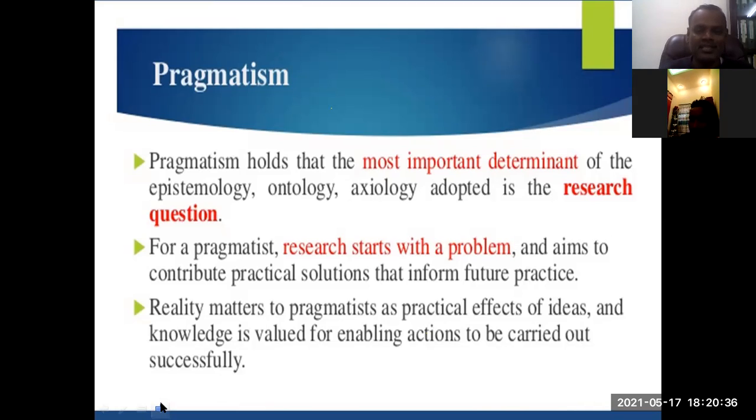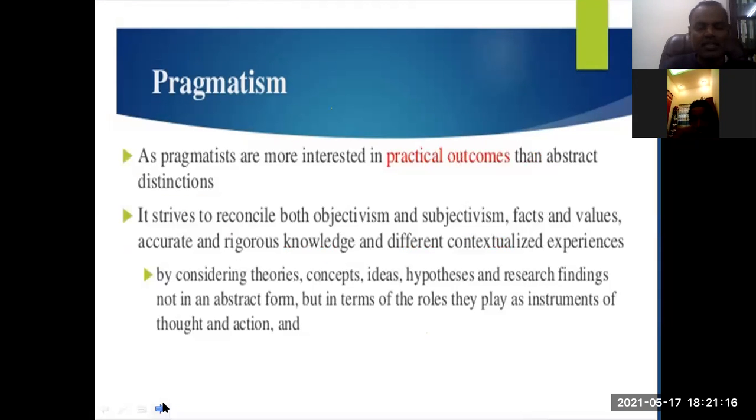For pragmatists, the research starts with a particular problem and aims to contribute practical solutions that inform future practice. So here, pragmatic research mainly gives importance to realistic issues. Reality matters to the pragmatist, as the practical effects of ideas and knowledge are valued. So there are four worldviews, and this is the fourth one. It gives importance mostly to practical outcomes.